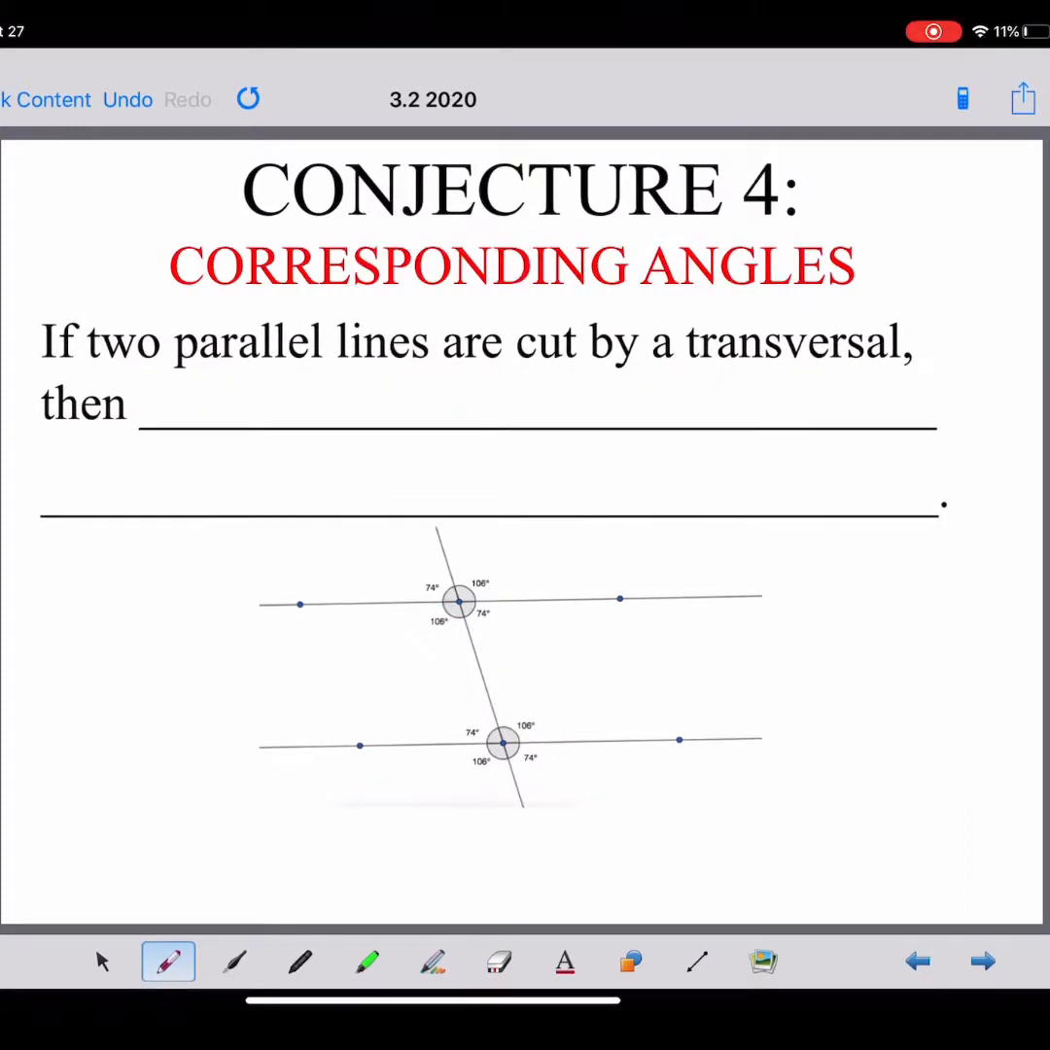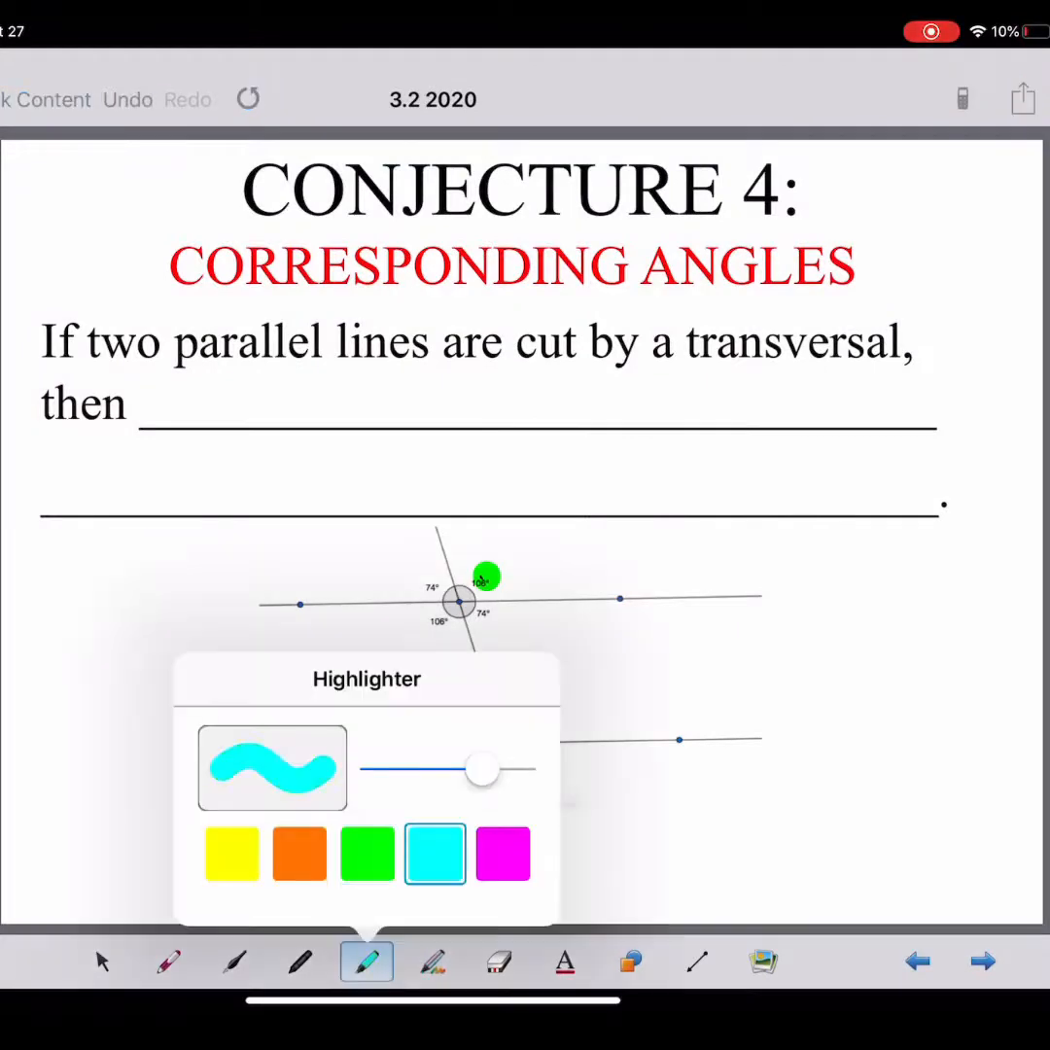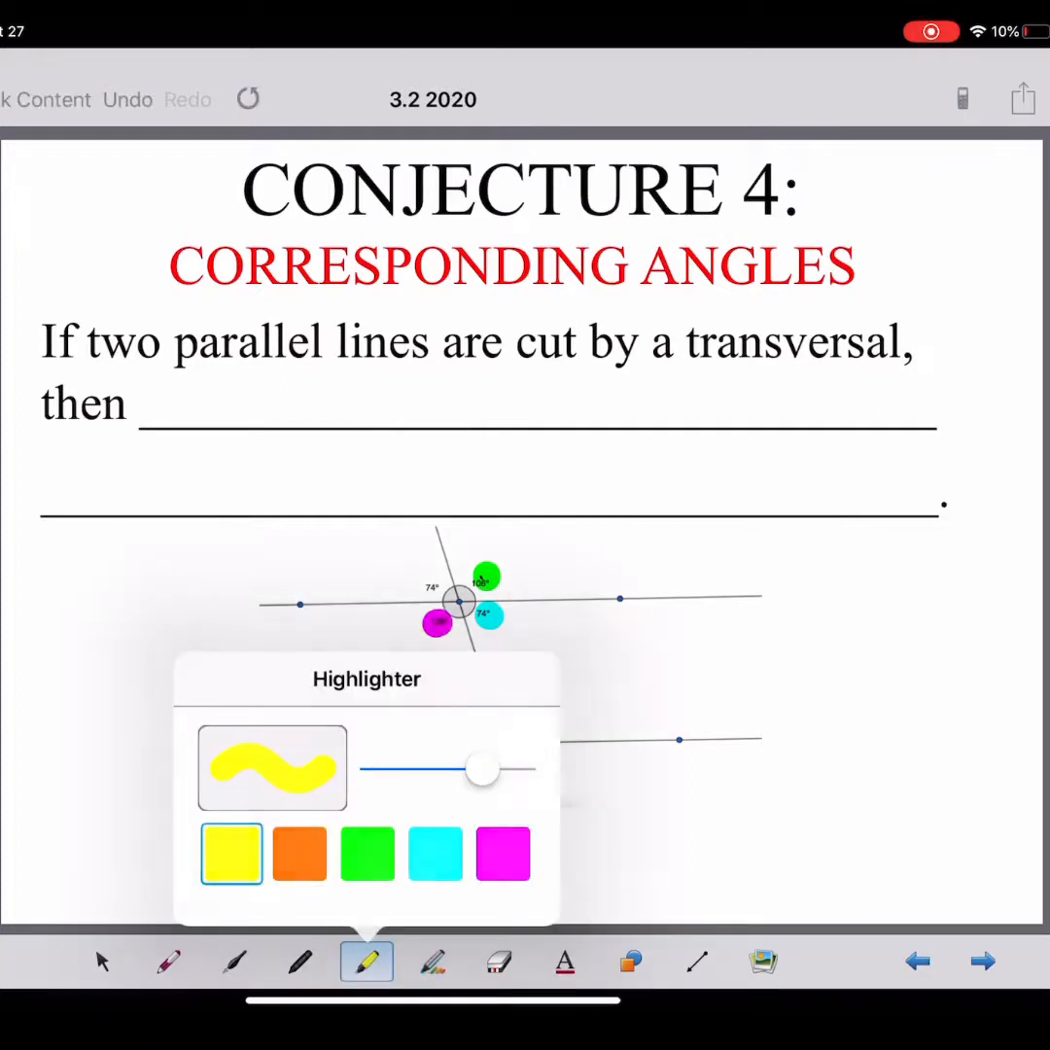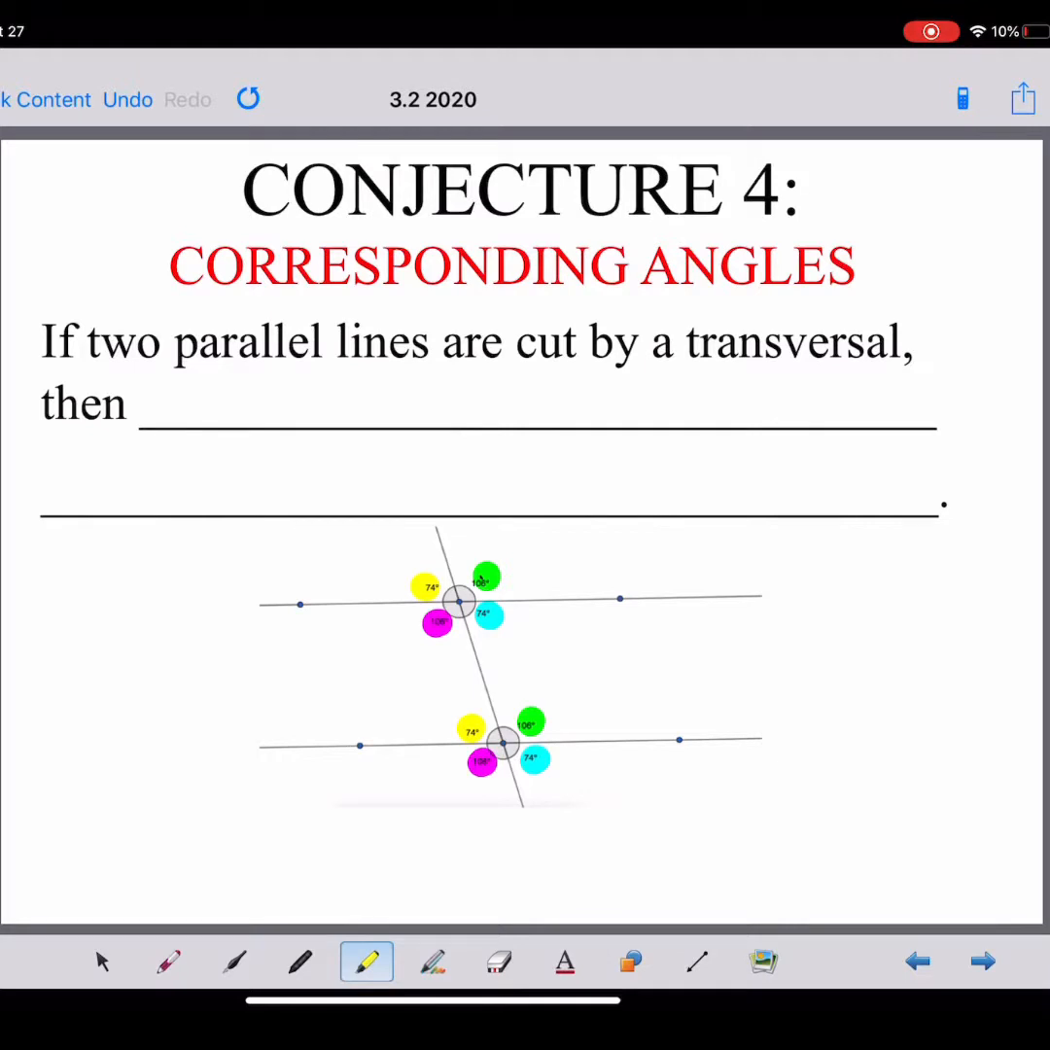Our last angle pair relationship is corresponding angles. So there is one set of corresponding angles, second set, third set, and last set. Same conclusion that we were able to draw for alternate interior and alternate exterior: if two parallel lines are cut by a transversal, then corresponding angles are congruent as well.